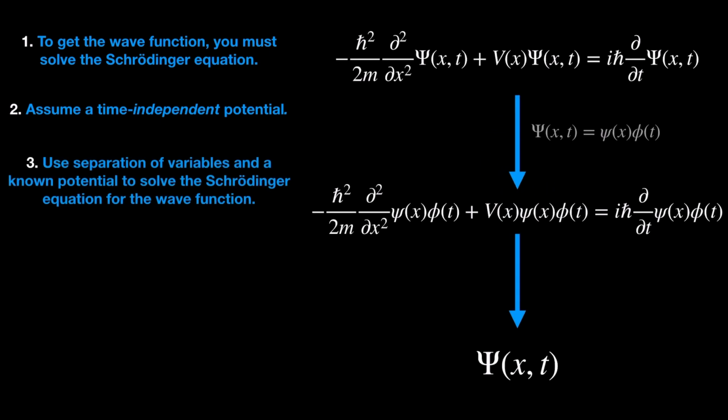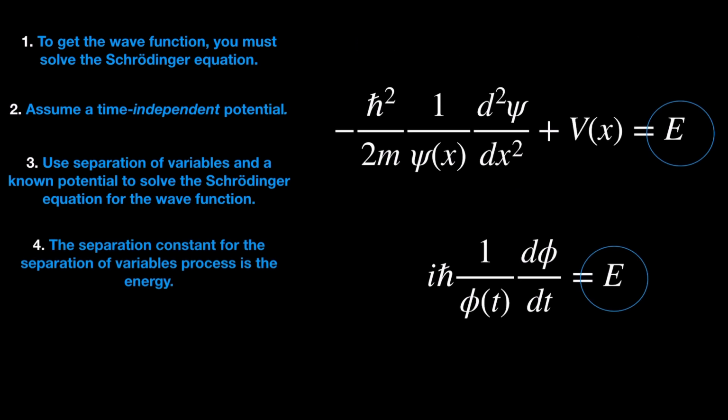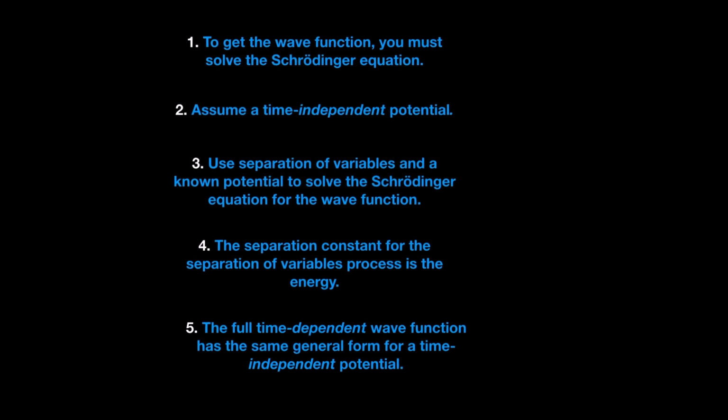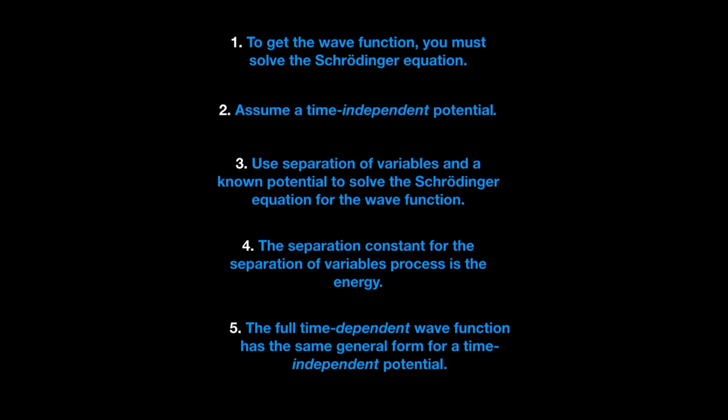This allows us to use the separation of variables technique and a known potential to solve the Schrödinger equation for the wave function. The separation of variables technique breaks the Schrödinger equation into two parts, both equal to the separation constant E for energy. Upon solving the two functions, the full time-dependent wave function has the same general form for a time-independent potential as shown here. That's the introduction to the process of the separation of variables for the Schrödinger equation in quantum mechanics for time-independent potential.